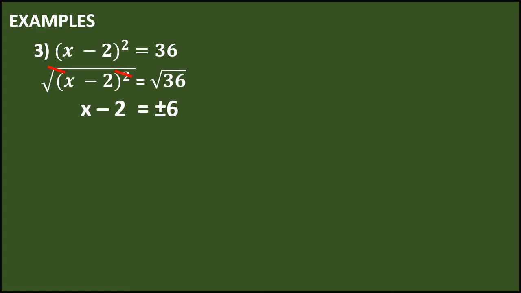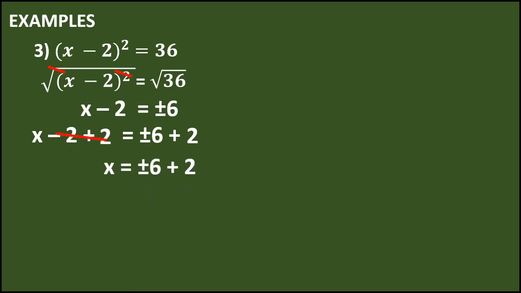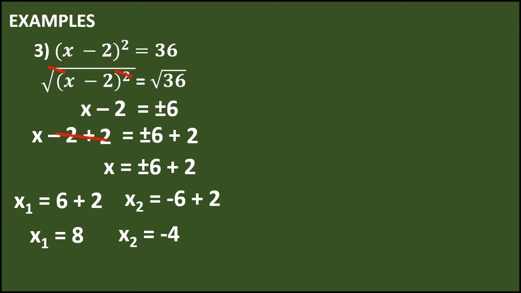We have to place negative 2 on the right side of the equation to get the value of x by using the additive inverse of negative 2, which is positive 2. So add positive 2 to both sides of the equation. Negative 2 and positive 2 equals 0, so we can cancel this. And x is equal to positive and negative 6 plus 2. Our x of 1 is equal to positive 6 plus 2, which is equal to 8. Our x of 2 is equal to negative 6 plus 2, which is equal to negative 4.